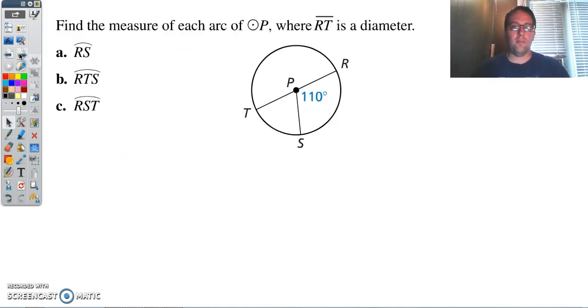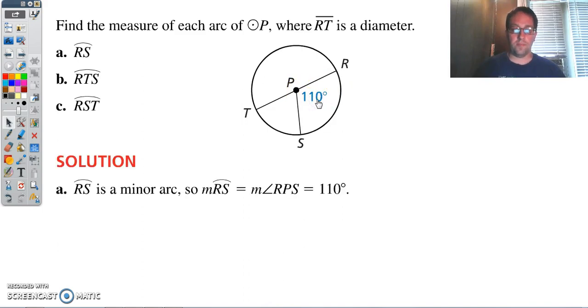All right. Okay, so let's take a look at a couple of these. We need to find the measure of each arc from circle P. And it tells us that segment RT is a diameter of the circle. So first, arc RS. So it's just using R and S, so it wants to go from R to S the shortest way possible. So it's just going to be this one here, the minor arc. And the minor arc has a measure the same as its central angle, so 110 degrees. All right, so that's all it is. It's the same as the measure of angle RPS.